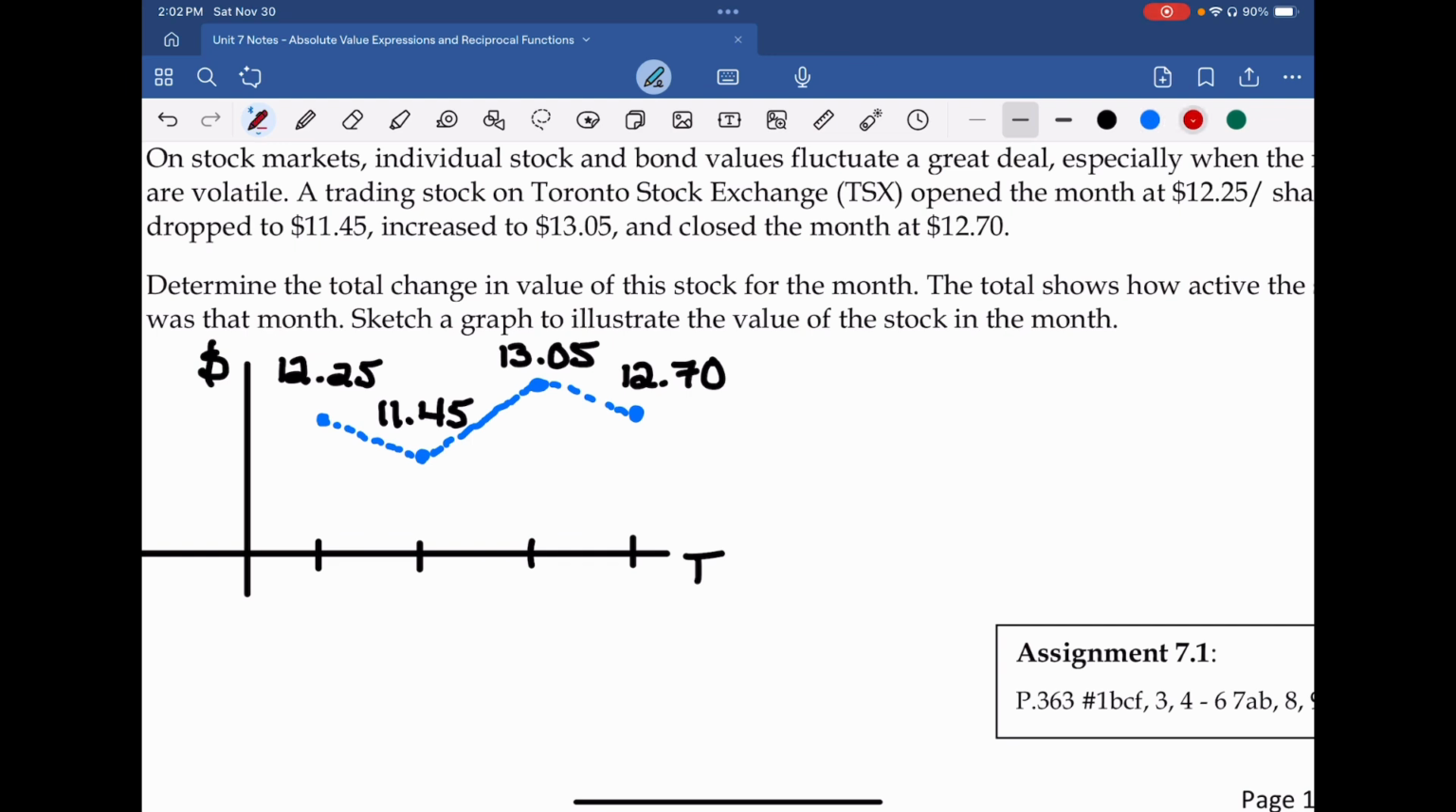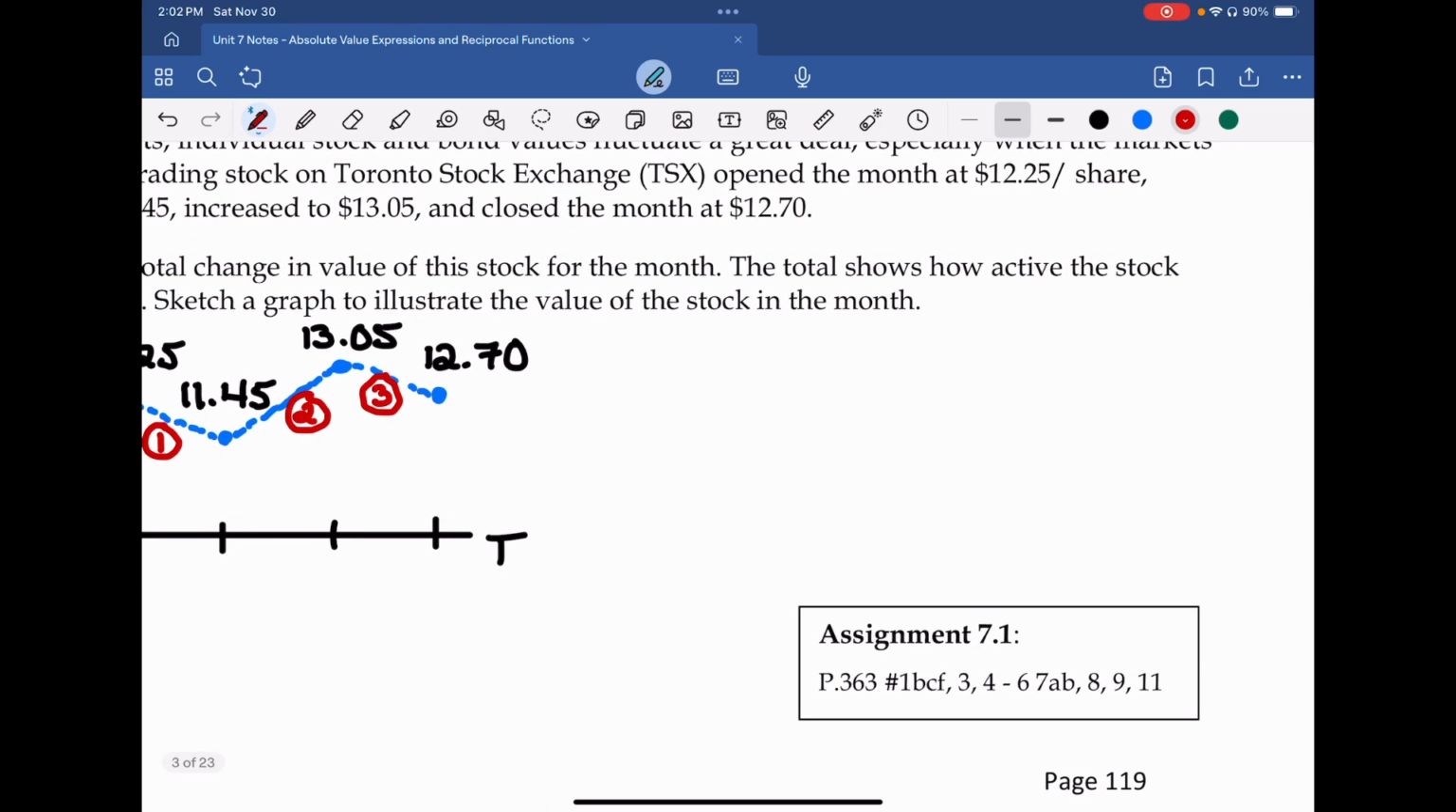Here's what I recommend when you get a problem like this. Every 2 points, so let's say your first to second point, put a 1. Your second to third point, put a 2, representing that this is the second thing that happens. And then between the third and fourth point, write a 3, representing that this is the third thing that happens.